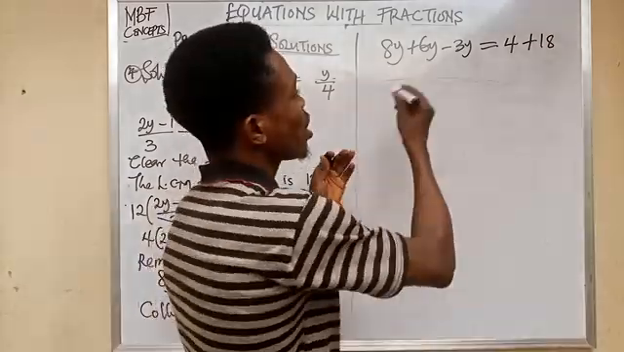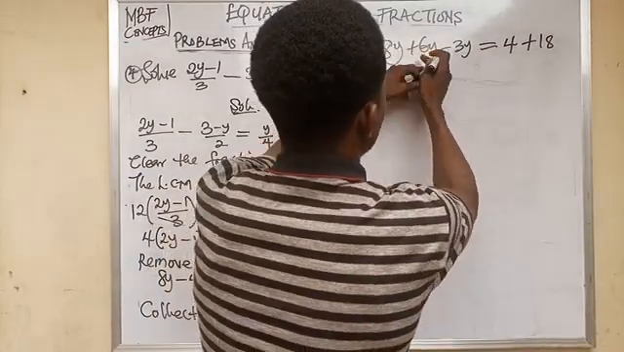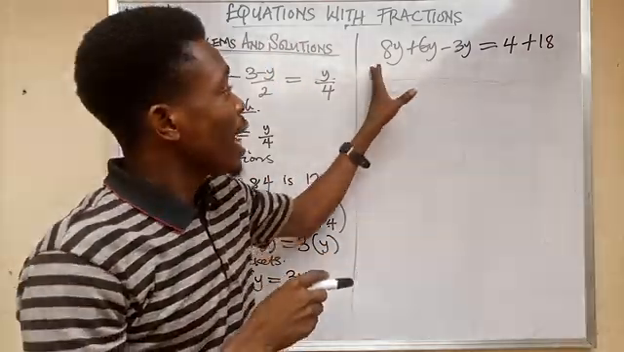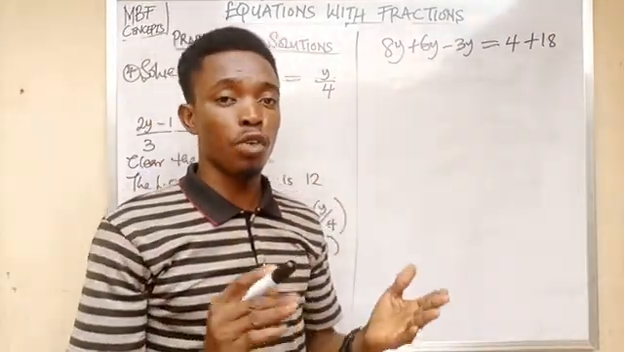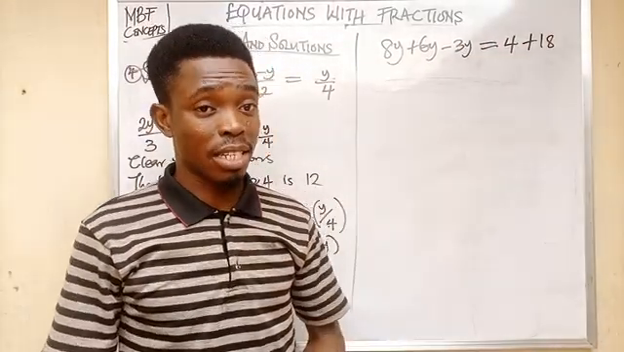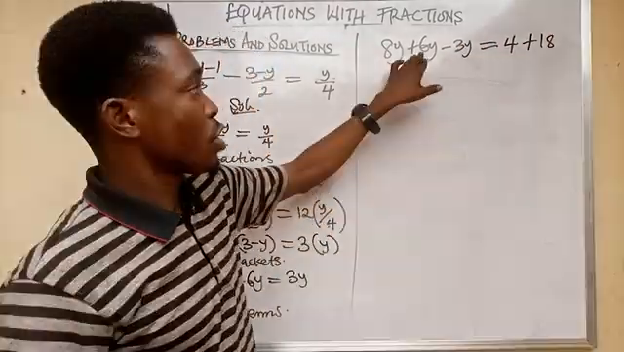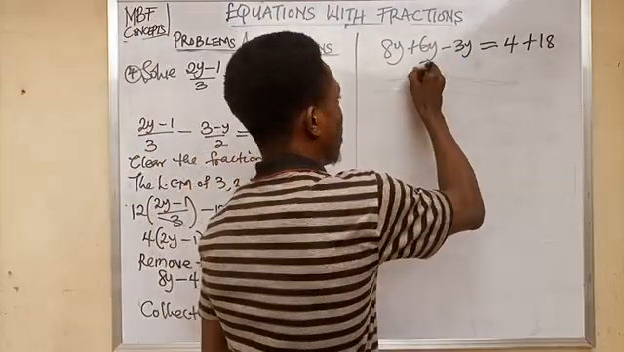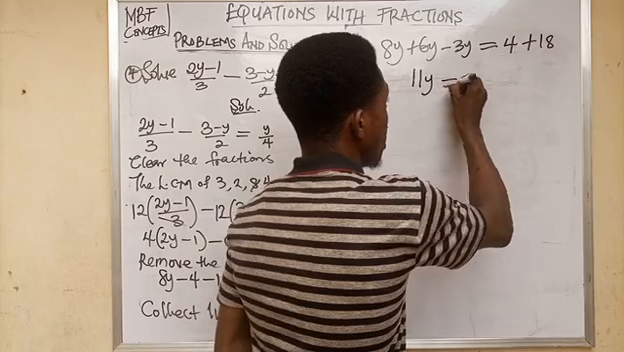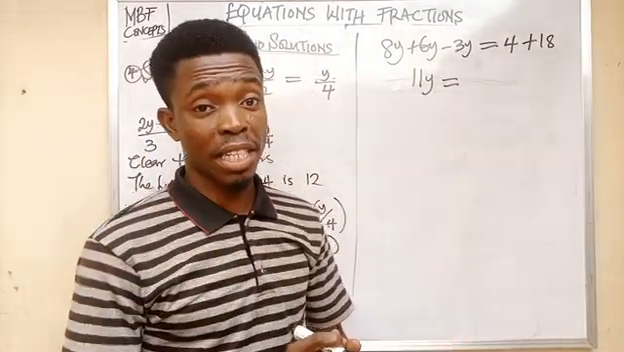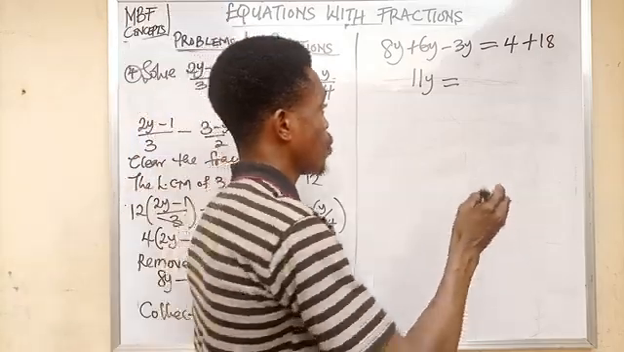Now, so what do we do next? We can simply add this to give us 14y. Yes, 8y plus 6y will give us 14y, and 14y minus 3y would have given us 11y. Is that taken? Yes. 8 plus 6, 14. 14 minus 3, 11y. So we are going to have 11y is equal to now 18 plus 4, or 4 plus 18, guys. We are going to have 22.